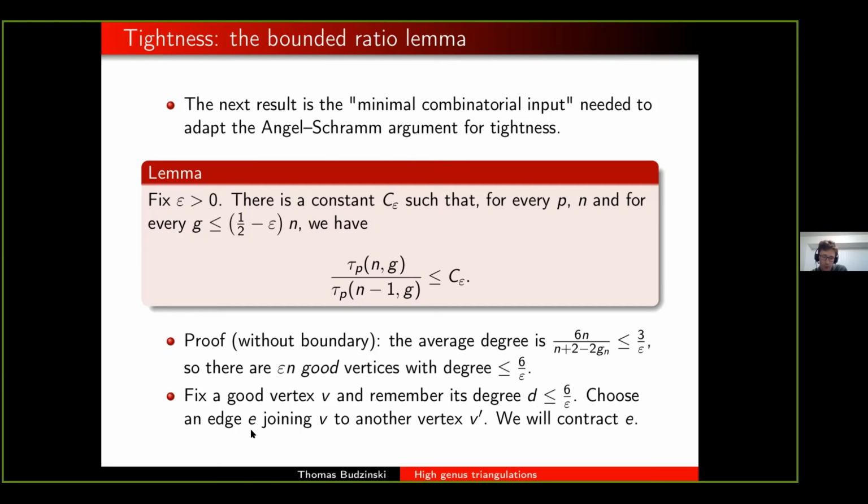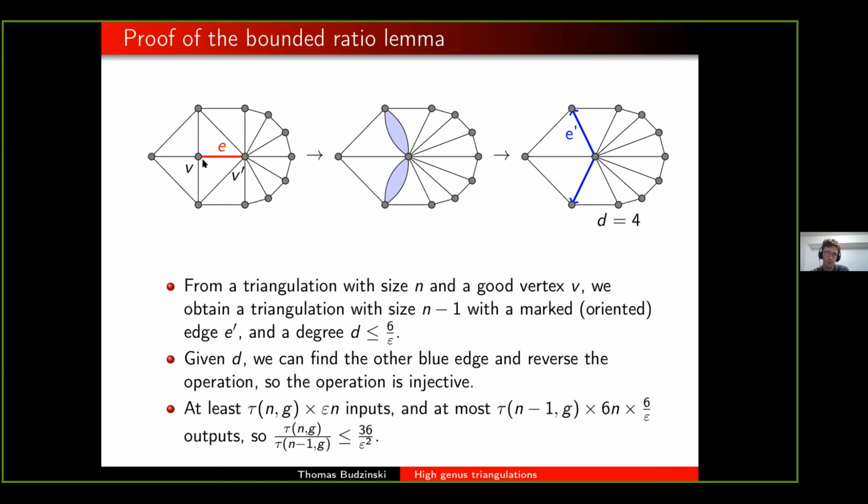Now I'm going to choose an edge, E, just like on this picture, joining my vertex V with a reasonable degree to another vertex V prime. So here I'm working in a triangulation of size n and genus G, and I want to turn it into a triangulation of size n-1 and genus still G.